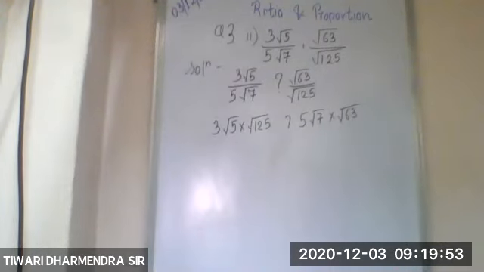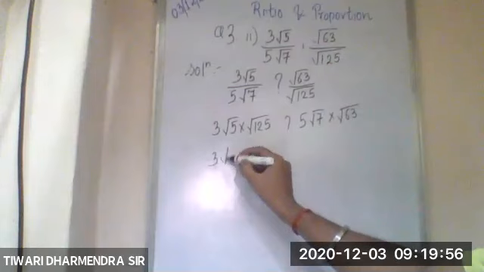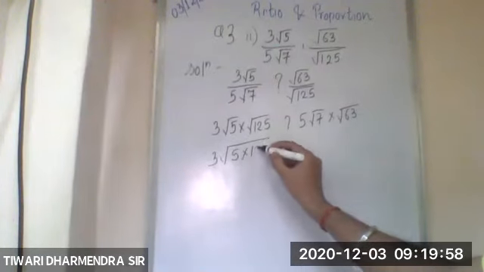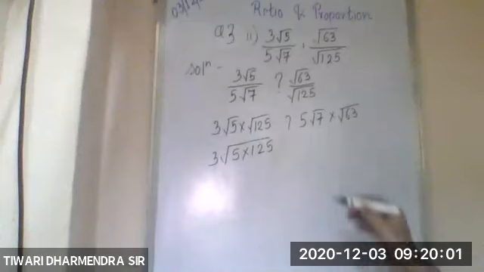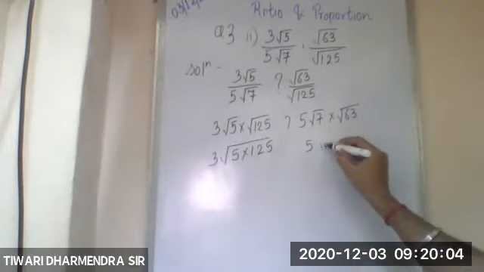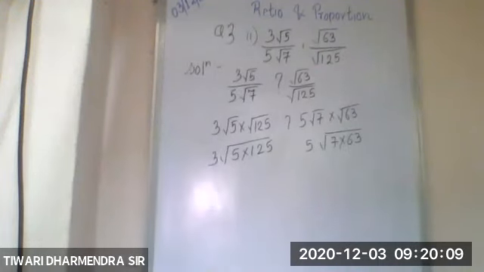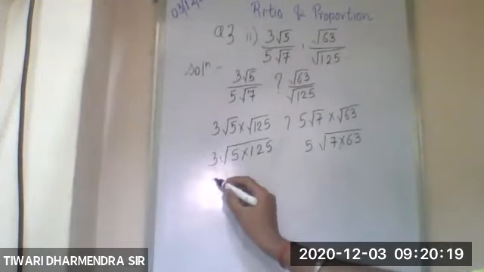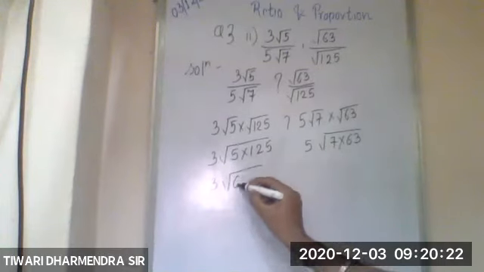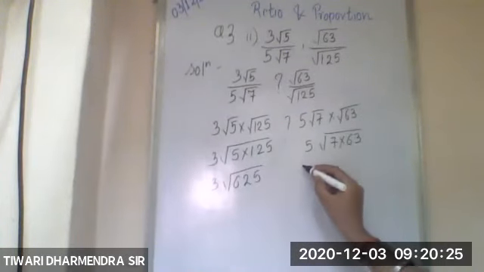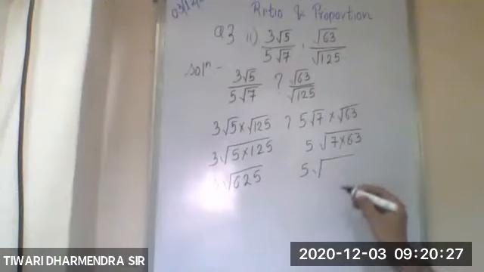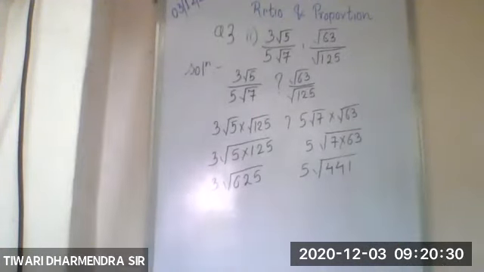So 3 root of 5 into 125 is 625. Very obvious case. And 5 into 7 into 63, please calculate and tell me. 63 into 7 is 441. Hope you got this answer. So therefore, 3 root of 625, and here we have 5 root of 441.